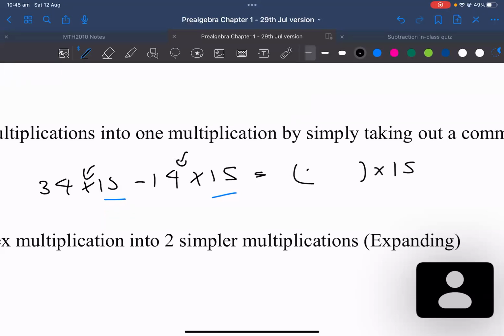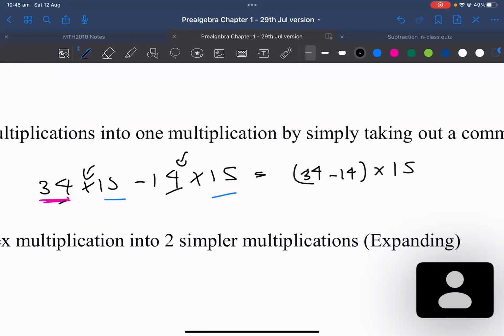We take out 15 from the first one, with it, 34. 34 plus minus 14 times 15. Yeah, so it's minus 14 in there. So it distributed out, took out the 15, put the other two numbers inside the brackets.